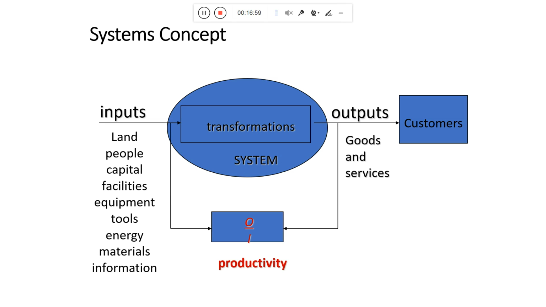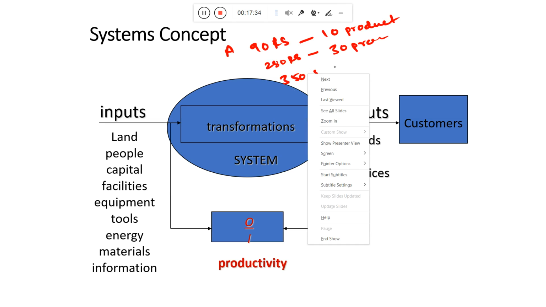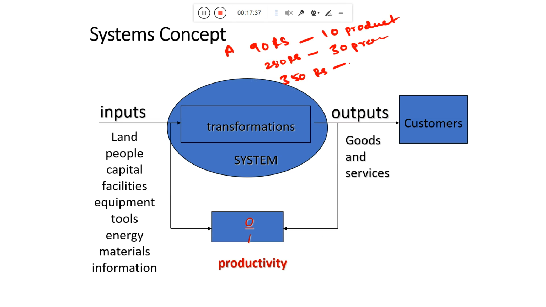So again, if I simply want to say, suppose member A spends 90 rupees and produces 10 products, and member B invests 280 rupees and produces approximately 30 products, and member C invests 350 rupees and produces, suppose, 40. Okay, so can you quickly calculate what will be the productivity of all these A, B, C? What will be the productivity?